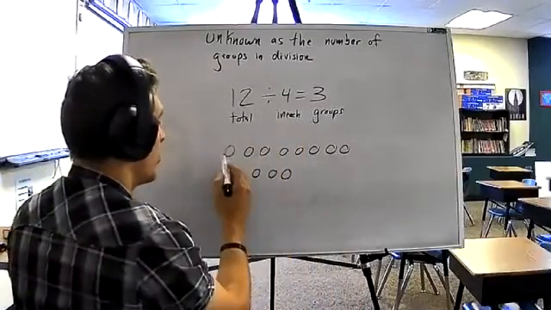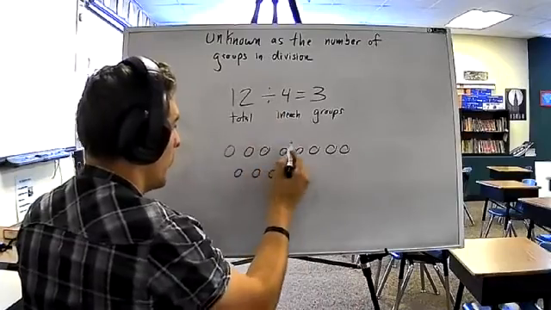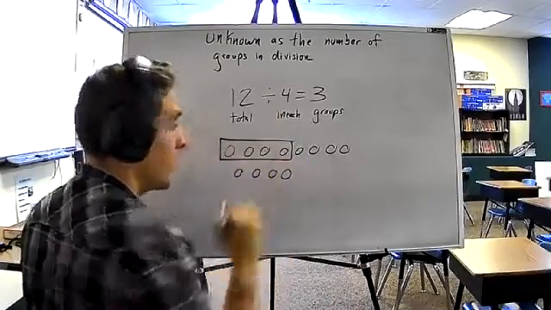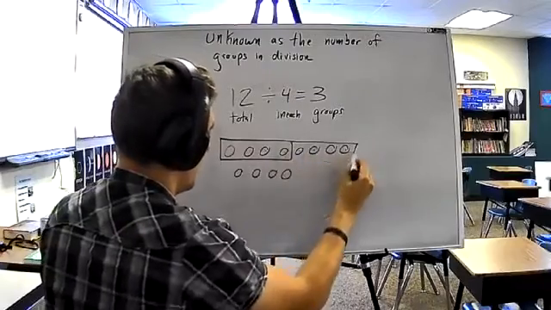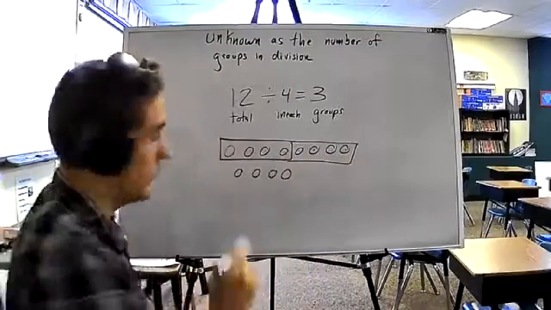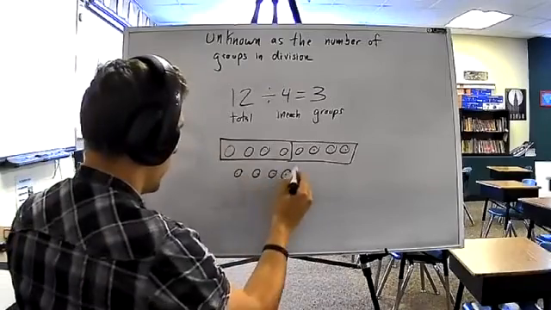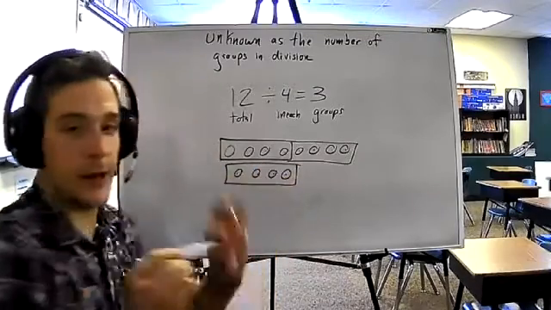There's 4 in each group. So I'm going to go 1, 2, 3, 4. There's one group. 1, 2, 3, 4. There's a second group, and 1, 2, 3, 4. There is a third group.